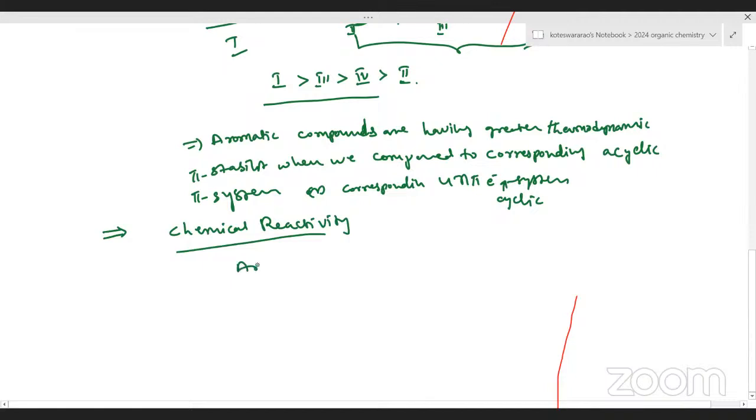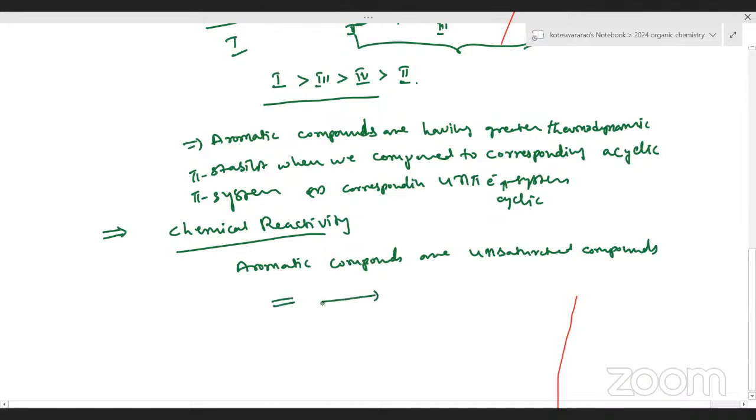Aromatic compounds are generally unsaturated compounds. When there is unsaturation, suppose a double bond is there, it is an unsaturated compound.